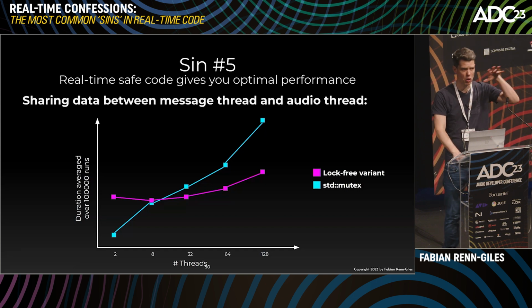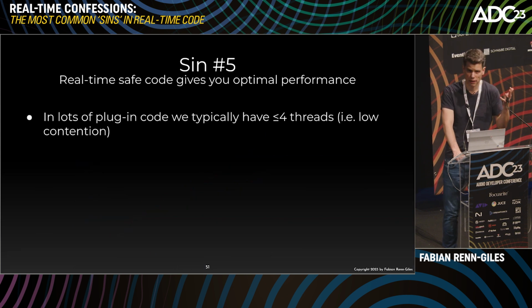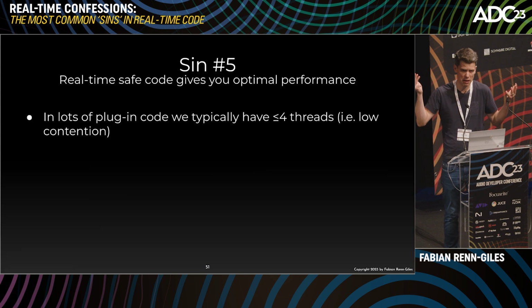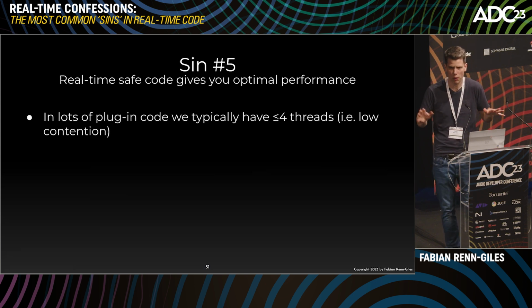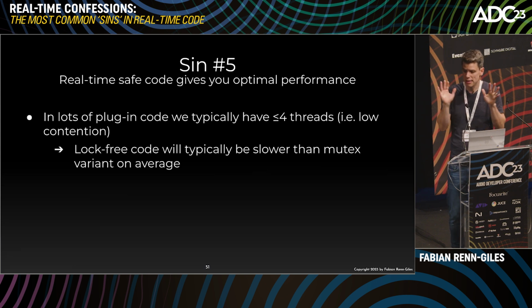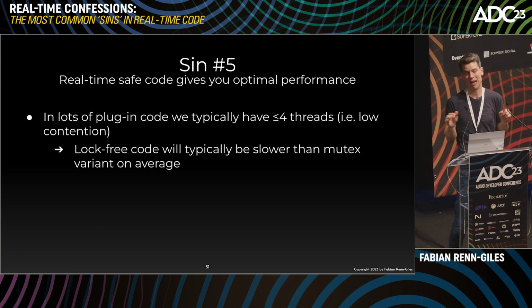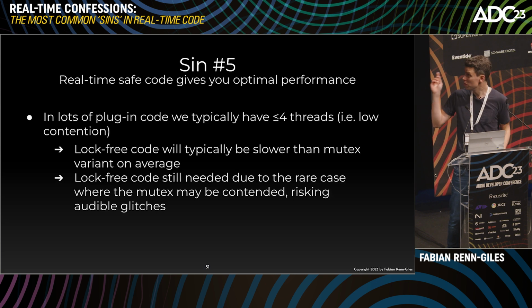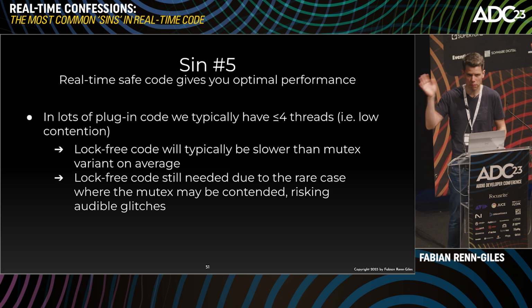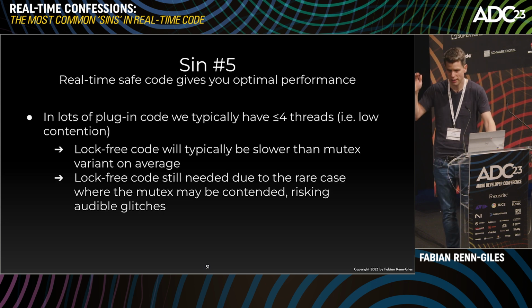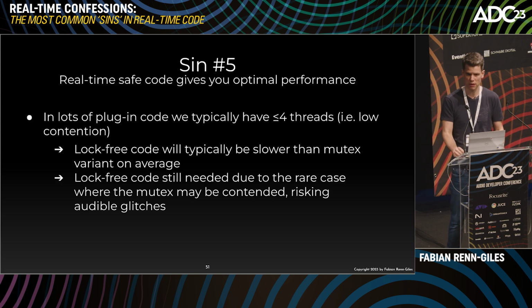But for most code that people write in this room, audio code that we typically write in plugins, you're typically dealing with just one thread or maybe some auxiliary render threads. You're typically dealing with 4 threads or less. So in that case, what I typically see is that the lock-free variant will be slower on average than a mutex. So don't go to lock-free code because you think it's going to be faster. That's wrong on average. But you still need to use lock-free code anyway, because if the mutex is contended, you might get an audio glitch. And that's especially true if you start adding hundreds of plugins to your Logic project, that's when you will start hearing these glitches, if you use std mutex instead of lock-free data structures.